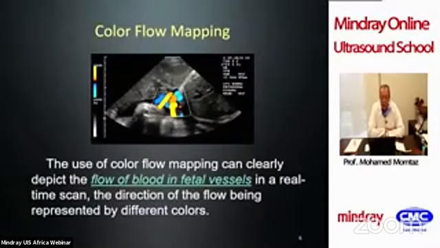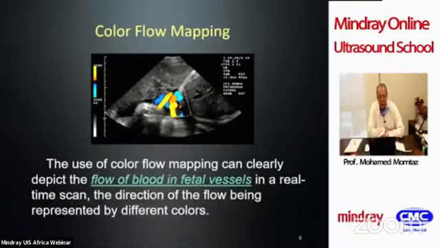Color flow is better called color mapping, and color mapping detects the flow of blood in fetal vessels. So color Doppler actually is not Doppler, it is color flow mapping. Why? Because color does not depend on the Doppler shift phenomenon, does not measure the blood flow, does not measure the resistance, and does not measure the ratio between the systolic and the diastolic flow. It only detects movement or motion. Sometimes you can even see color flow in areas where there is no blood flow.